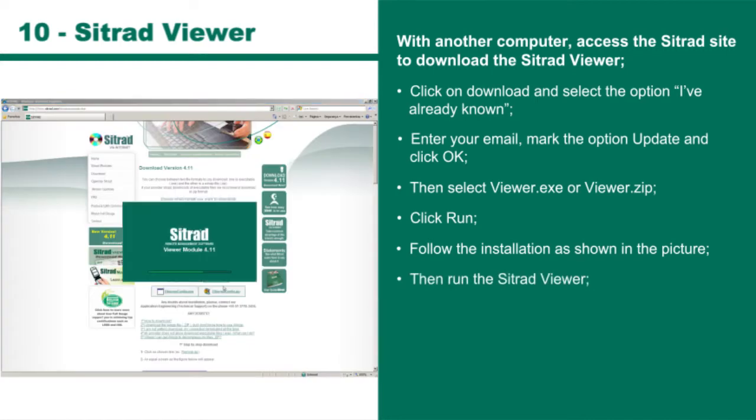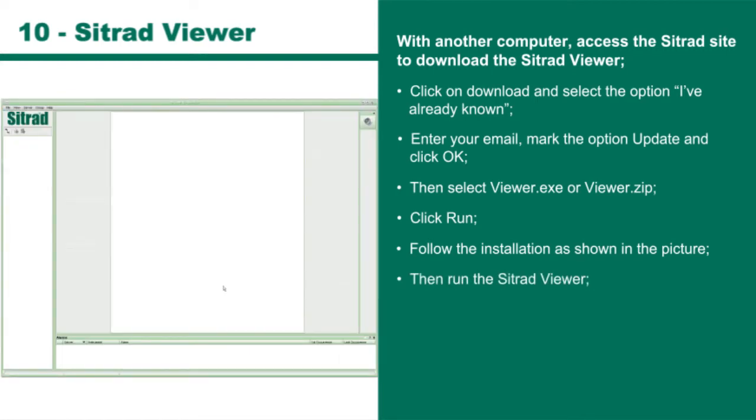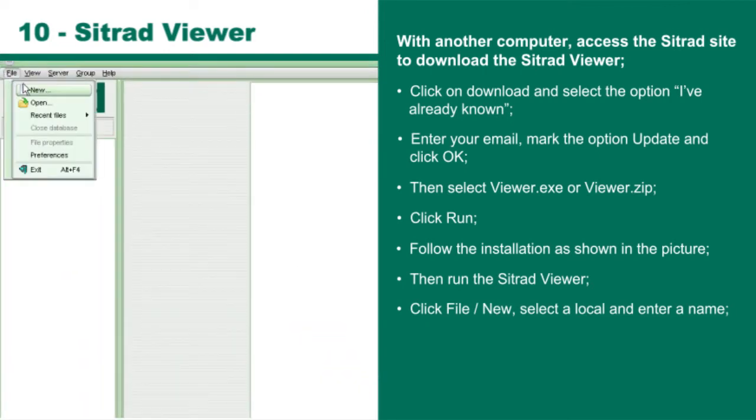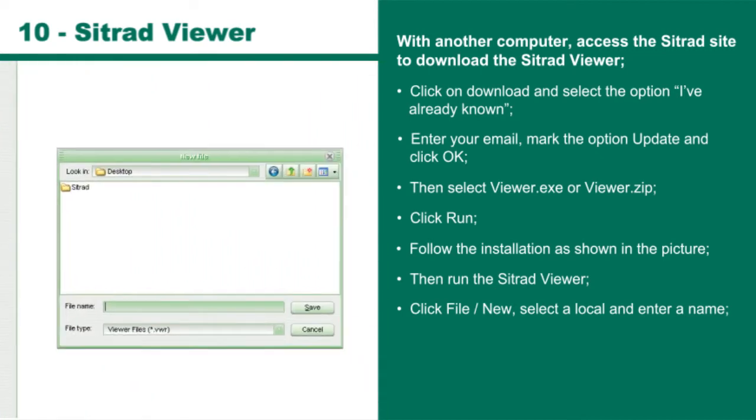Then complete and run the Sitrad Viewer. Click File, New, and a window will open to create a data file for Sitrad Viewer, where the information of the server, server groups and instruments will be recorded. Select a location and enter a name, then save it.